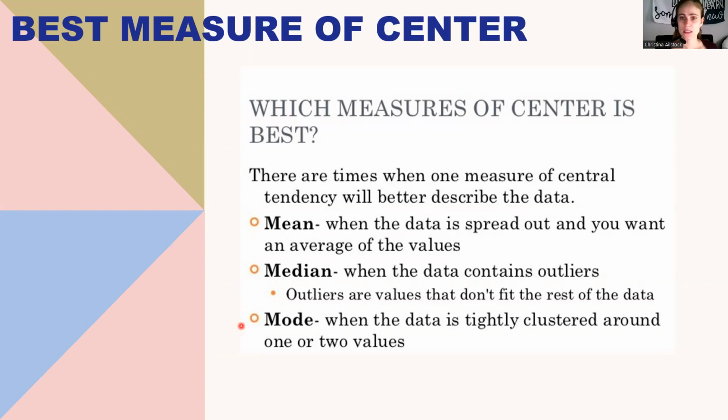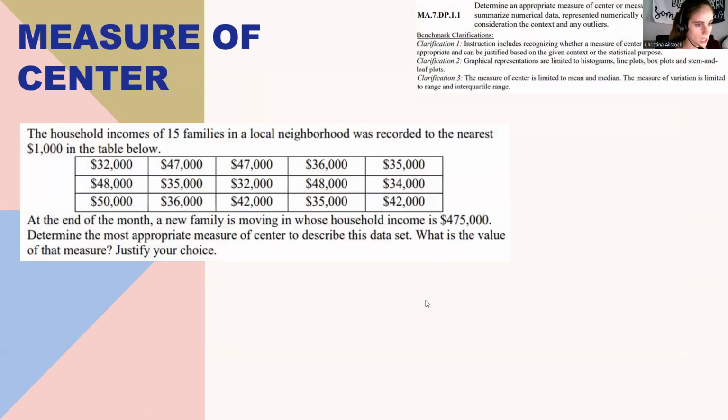And then mode is the best one to use whenever your data is tightly clustered around one or two values. So now that we've refreshed our memory on this, let's go back to our table and see which one of these is going to be our best bet. All of the numbers in our table are pretty similar. They're ranging from 32 to 50, so they're all bunched together. Then this new one here is drastically different. So that would be an outlier. Since an outlier is present, the median is the best measure of center.